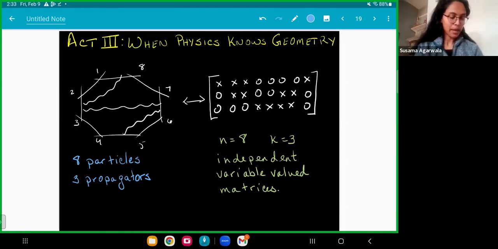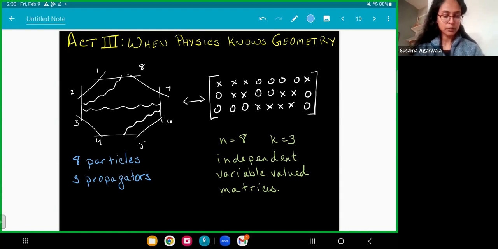So again, we're going back to the situation that we had in the previous slide, of 8 particles and 3 helicity violating propagators. And I'm going to write it down as a matrix. That's going to actually correspond to a positroid, or at least a matroid for now. What I have is 8 columns and 3 rows.